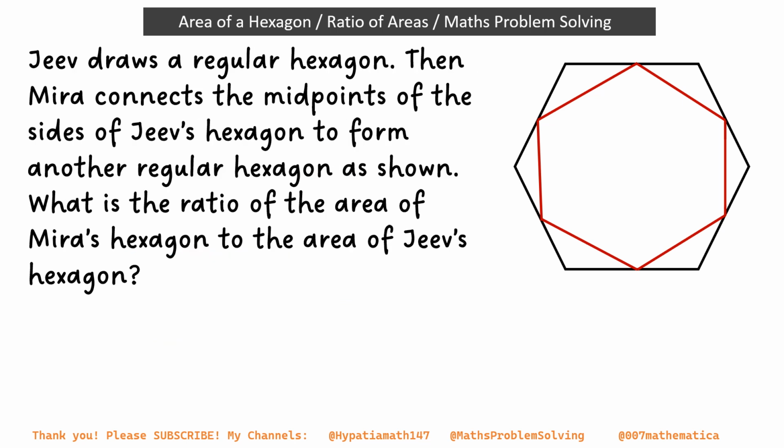So what we can do is, if I name the outer hexagon as Jeev's hexagon, then the inner hexagon is Mira's hexagon, and these are the midpoints. They're all equal because it's a regular hexagon. And the hexagons will have the same center.